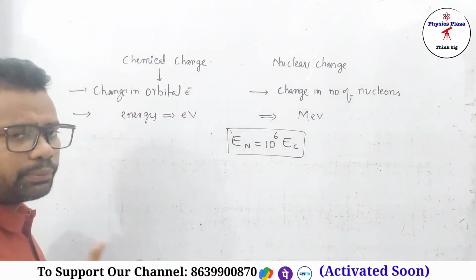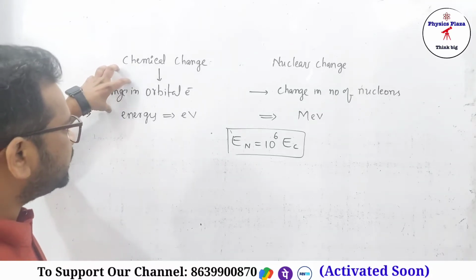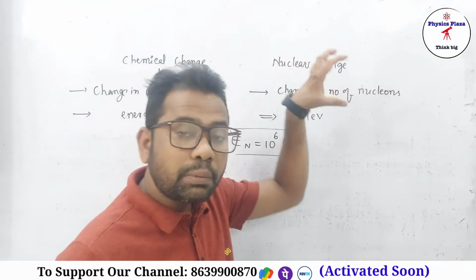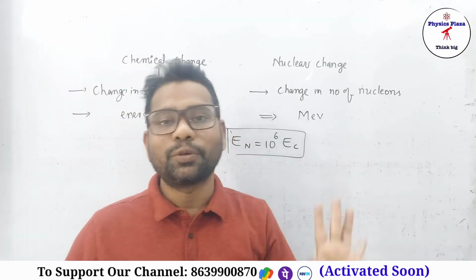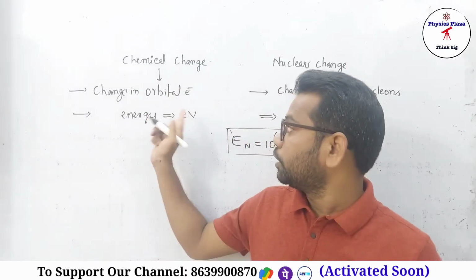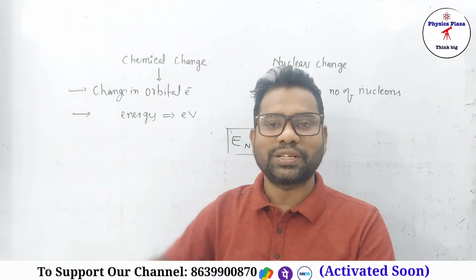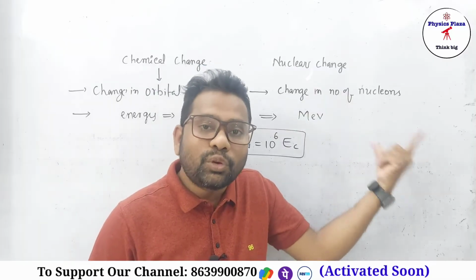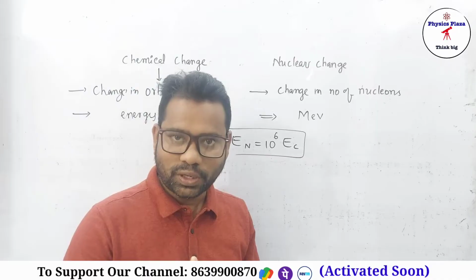So only one point is important here. In a chemical change, orbital electrons will be changed. In a nuclear change, the number of nucleons will be changed, that is, either protons or neutrons. Whenever there is a change in the orbital electrons, that is a chemical change. Whenever there is a change in the number of nucleons, that is a nuclear change. Done?